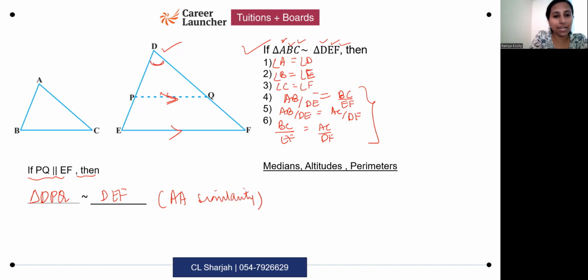Because this angle is common, right? These angles are equal, corresponding angles. So by AA similarity, these two triangles are similar. This we use a lot.